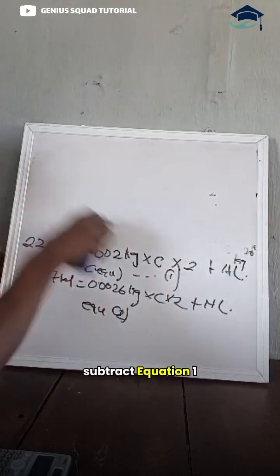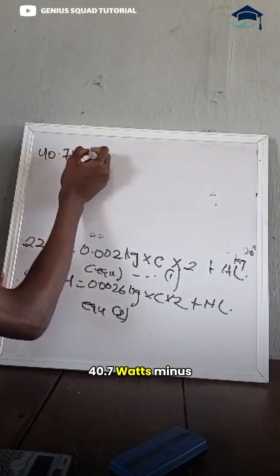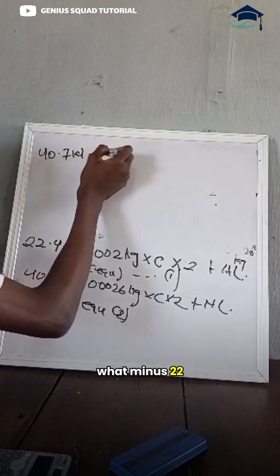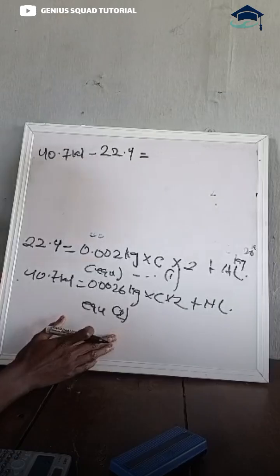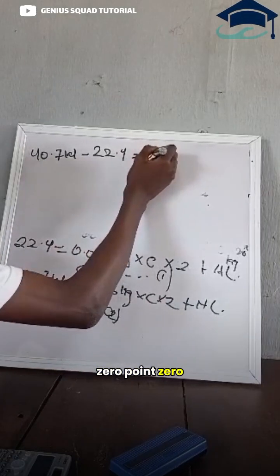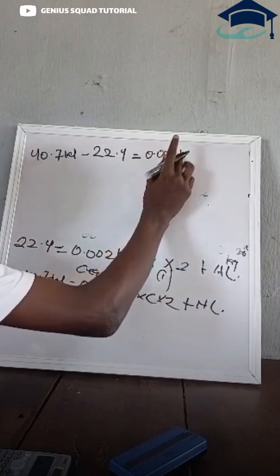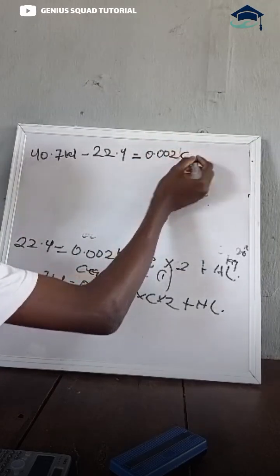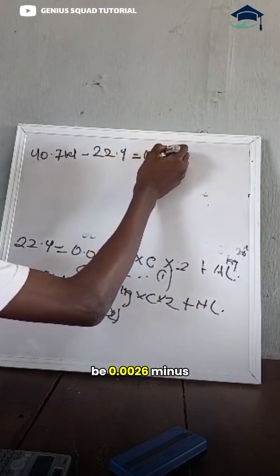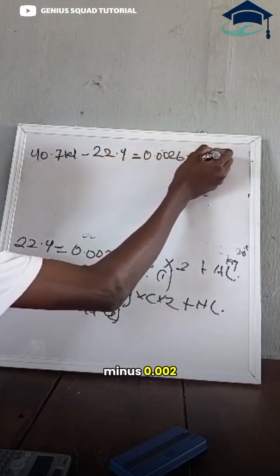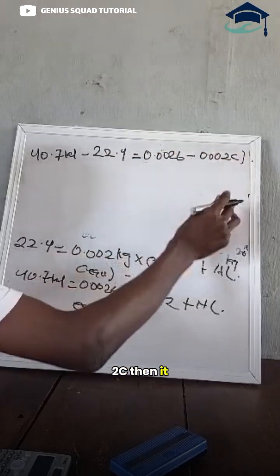So when I subtract equation 1 from equation 2, then I have 40.7 watts minus 22.4 will now be equals to 0.002 C. Sorry, we are subtracting 1 from 2, so that will be 0.0026 minus 0.0022 C, then is equals to what?